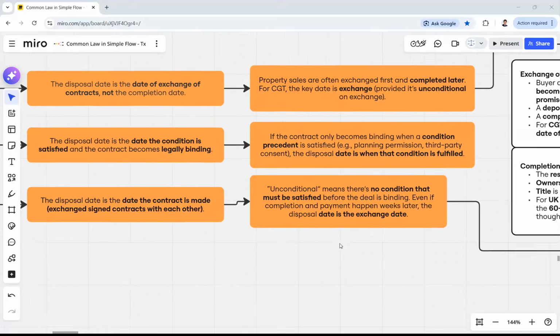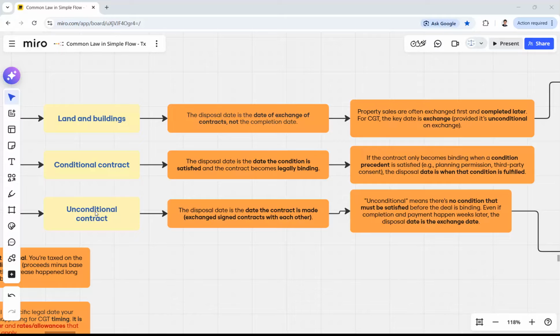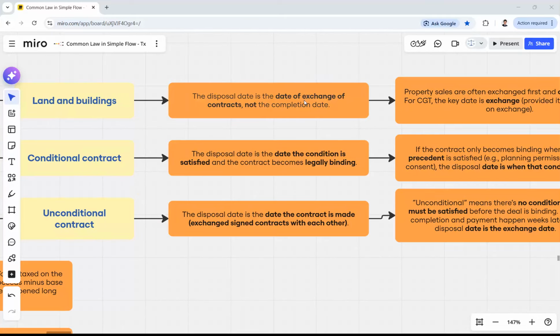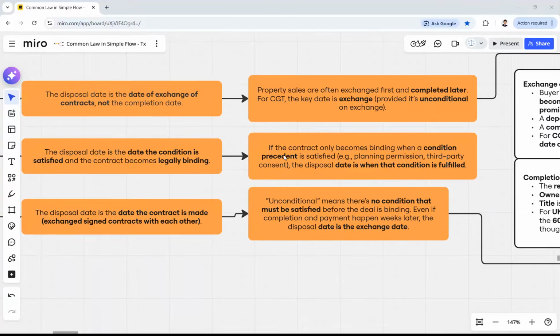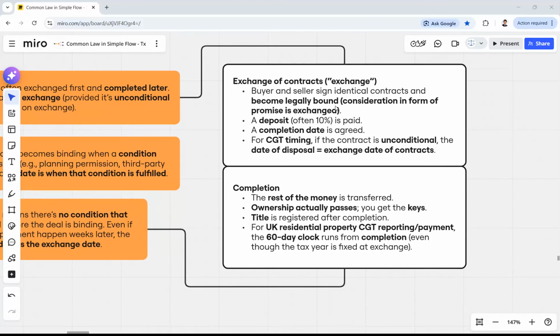So if it is unconditional, basically if we now view unconditional contract and land building contract, they are the same, because in both cases the exchange of contracts is the point when you are considering the disposal date. And now let's understand the difference between exchange of contracts and completion.